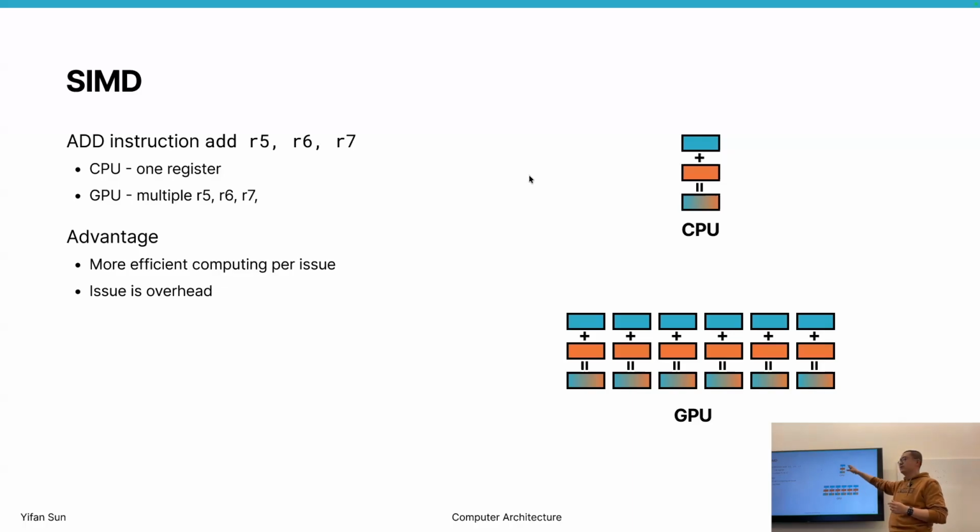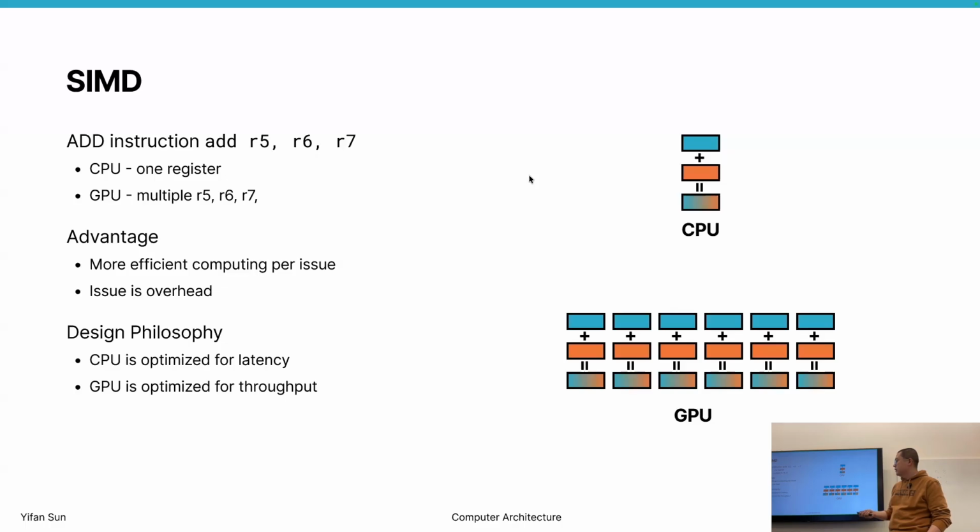Let's consider the CPU in a traditional CPU way. Issue has overhead, so it's better utilization of the calculation, the ALU. So the design philosophy is that the CPU is optimized for latency. We want to calculate one result as fast as possible, but the GPU is optimized for throughput. I can wait for one piece of data to come out, but I want a lot of data to be processed in the same amount of time.